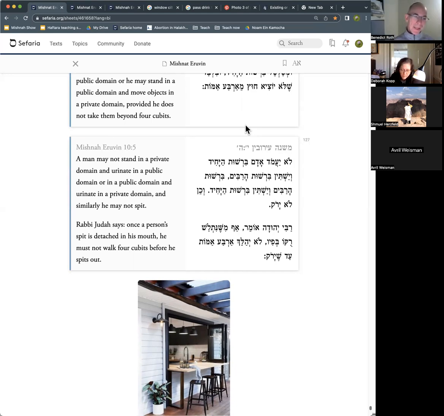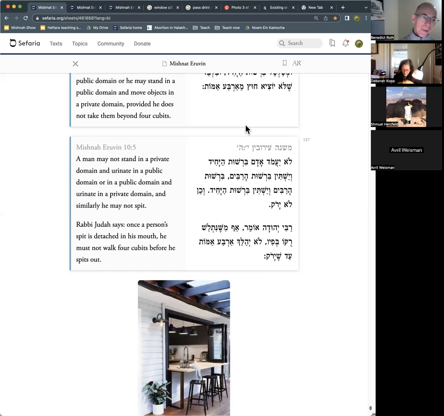And of course, in the kind of village that the people of the Mishnah live in, they don't have sewerage. So this is an issue. And it works the other way too. Maybe standing in a public domain and urinating into a private domain.